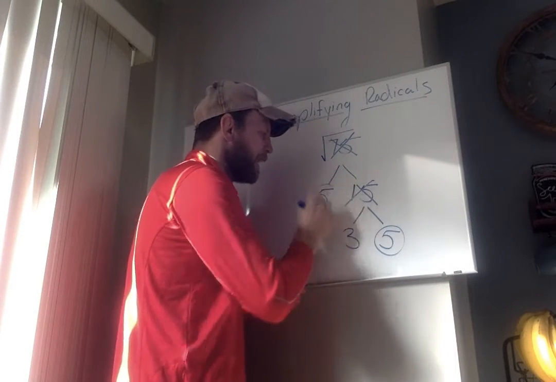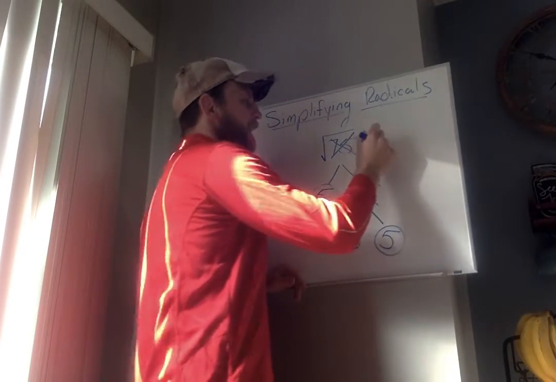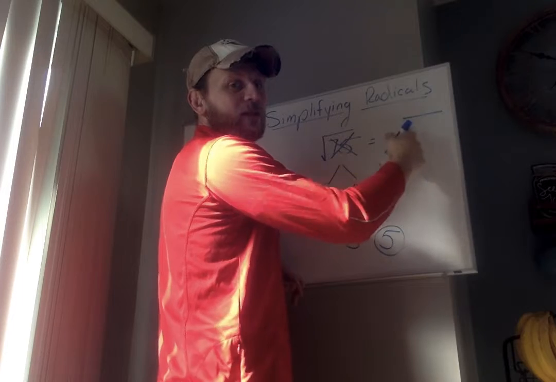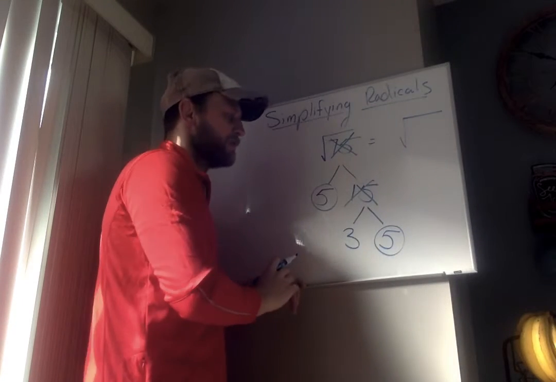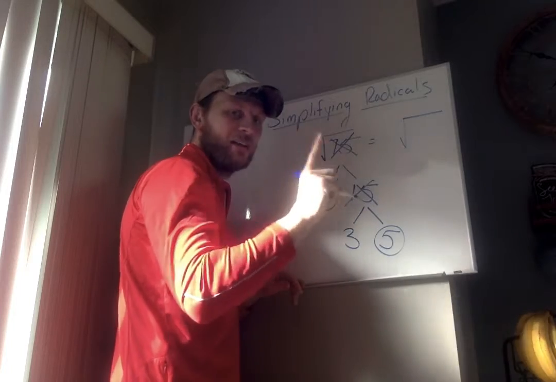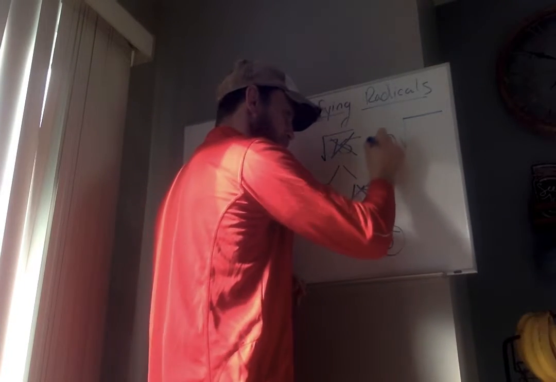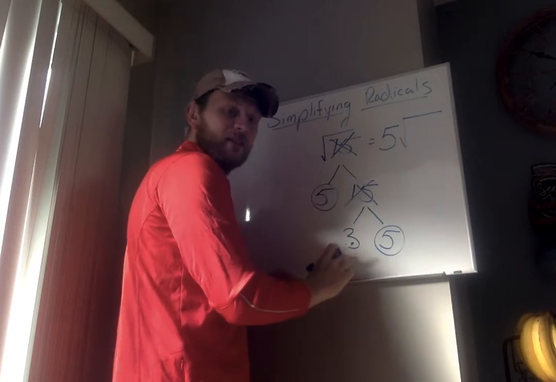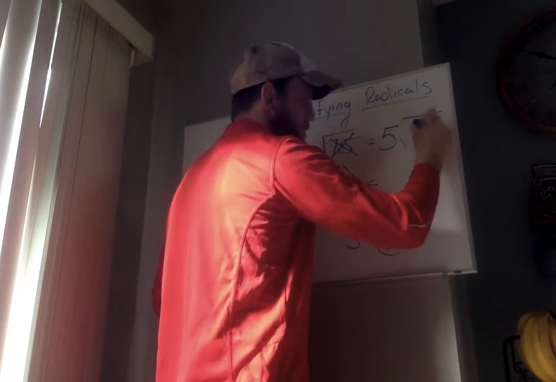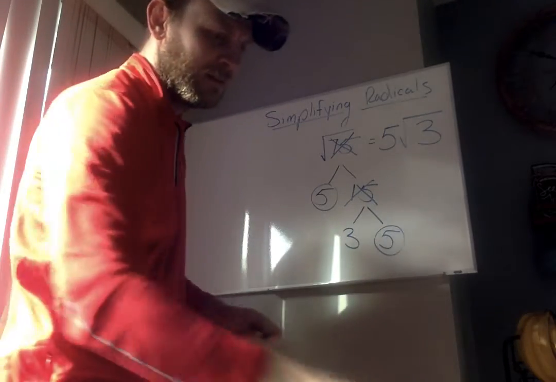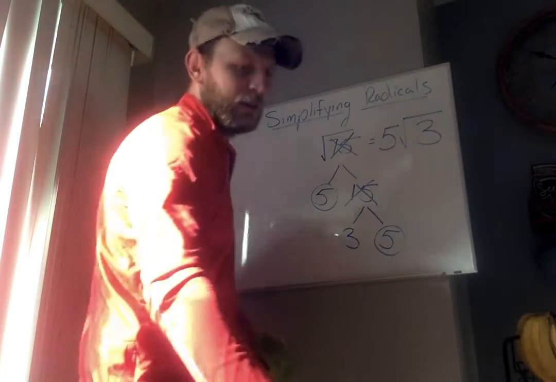Yeah, you're right. 5. So I can circle them. Now, remember, you have numbers that go outside the house and inside the house. I call this the house, okay? So the numbers that are circled come outside one time. So it's 5. The 5 came out. This guy doesn't have a partner, so he stays inside. So it's 5 root 3. Any questions there?